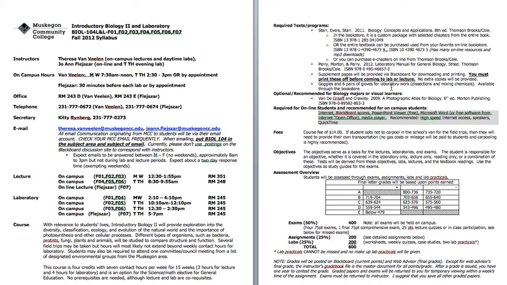If you are a biology major or a visual learner, I would suggest you purchase the Photographic Atlas for Biology. It's by Van de Graaff and Colley, and it's an excellent book. It has great pictures, great illustrations that you'll find beneficial.